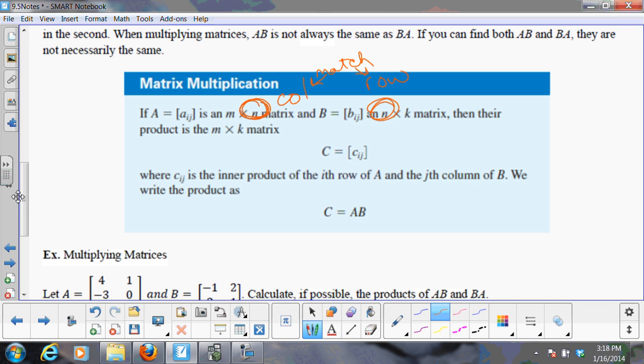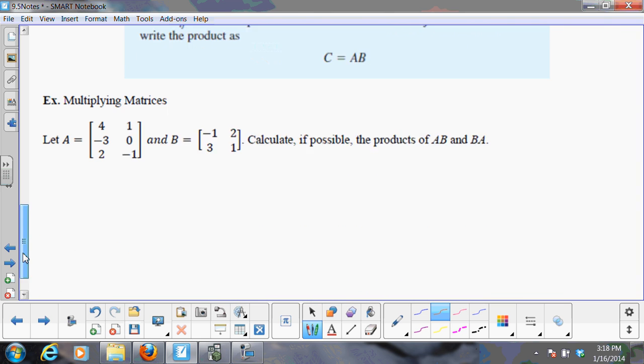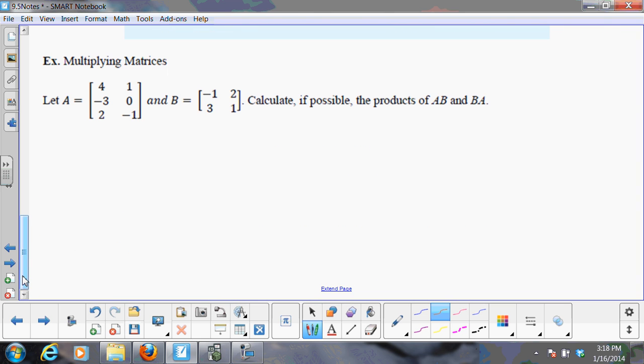So order will make a difference. If you reverse them, something you can multiply together, AB, might not be the same thing if you could multiply it BA. That's not the same thing anymore. So remember that columns in the first one have to match the rows in the second one. All right, to multiply AB. So A is 3 rows by 2 columns, and this is 2 rows by 2 columns. So since these match, we can go ahead and multiply AB.